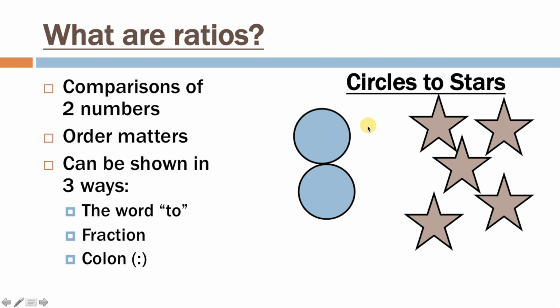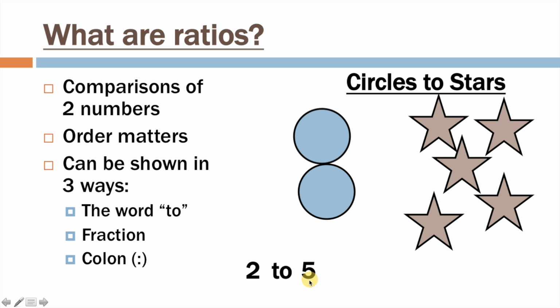How many circles do you see here? Well, I see 1, 2. So we'll put 2 as the first number in our ratio. Then we'll write the word "to", and then we'll go to the second part of our ratio, which is talking about the number of stars. Well, how many stars do you see here? 1, 2, 3, 4, 5. So 5 is going to be the second number in our ratio. And we'll say our ratio is 2 to 5.